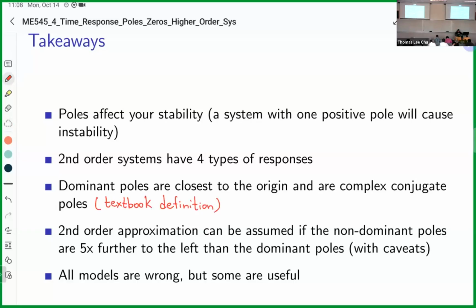For second order approximation, it can be assumed that the non-dominant poles are 5 times further to the left than the dominant poles, and this is with caveats. It goes back to the point that all models are wrong, but some are useful. This is also just textbook definition as well. I think it really depends on these approximations, and I actually think they're kind of outdated.